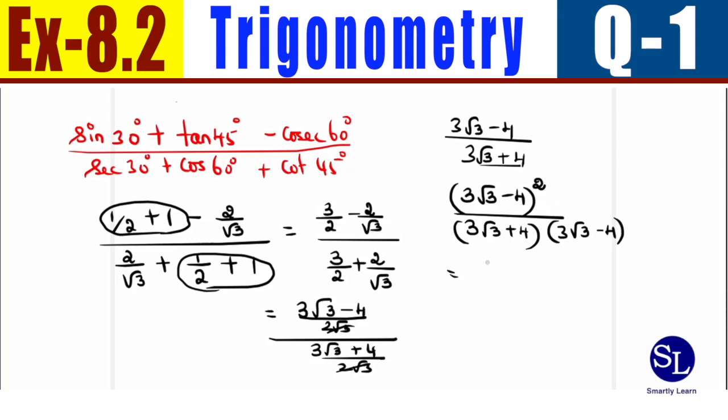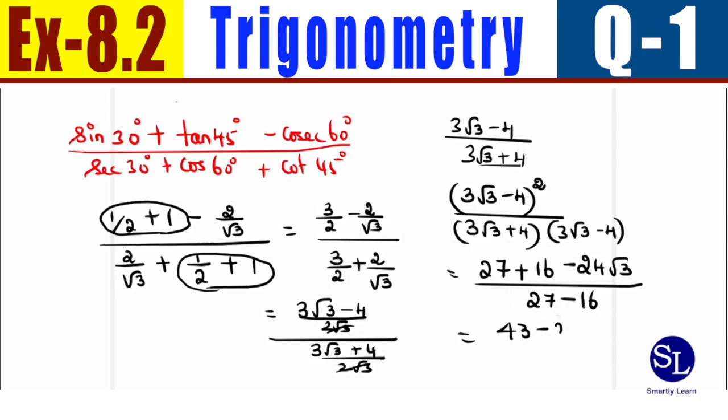So a square is (3√3) the whole square, which is 27. B square is 4 square, which is 16. Minus 2ab is minus 24√3. The whole thing divided by the denominator, which is (3√3) the whole square, 27, minus 4 the whole square, 16. So combine this. This is going to be (43 − 24√3)/11. So this will be the final answer. Since there's no irrational number in the denominator, we can stop right here.